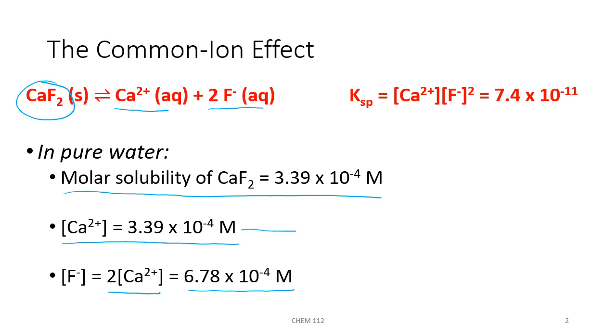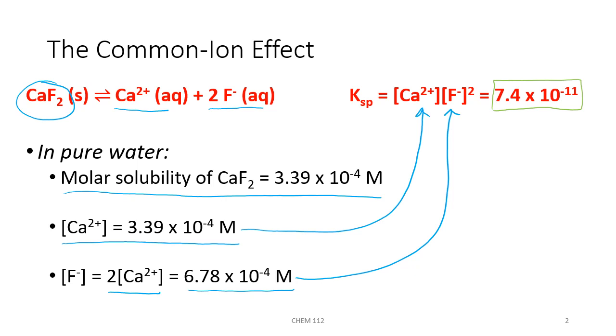Then we learned that we could substitute those concentrations into our equilibrium expression. Our KSP would be equal to the concentration of calcium ions times the concentration of fluoride ions squared. And for calcium fluoride in pure water, that comes out to 7.4 times 10 to the negative 11th. We also learned that you could look this value up on a chart for a lot of common slightly soluble solids. Next, we're going to talk about how our concentrations or molar solubilities will change if we introduce a common ion into our slightly soluble salt.